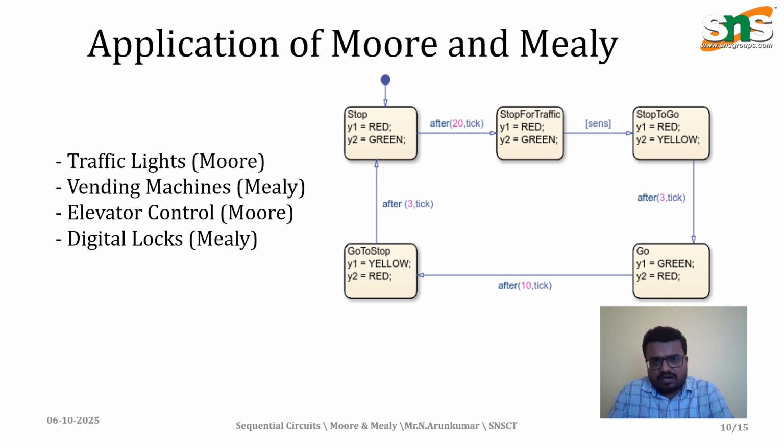Applications. There are a lot of applications for Moore and Mealy machines, like traffic light systems, vending machines, elevators, and digital locking systems. The diagram shows a traffic light system. Based on time delay management, we can configure and change the signals with the help of some delays.